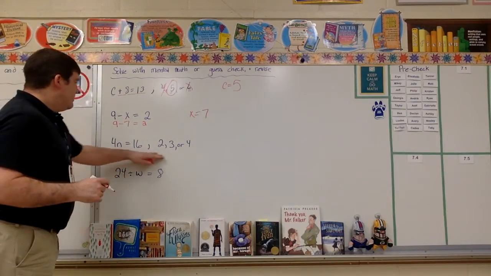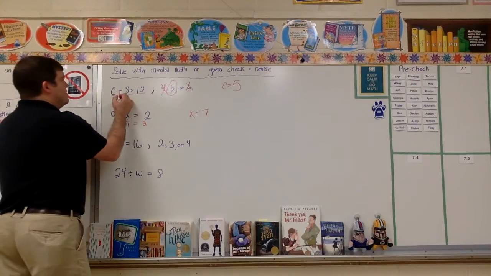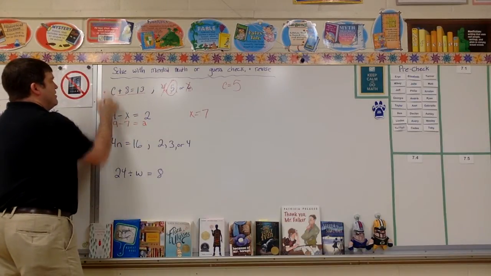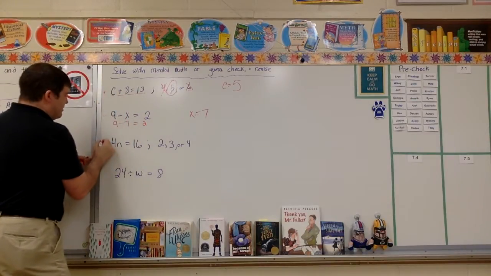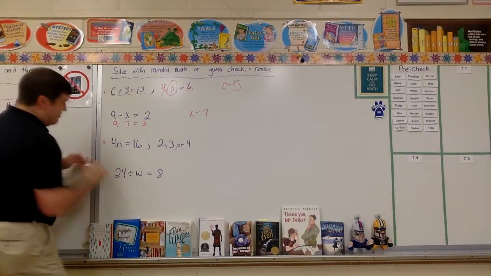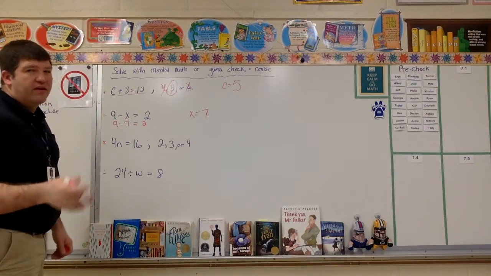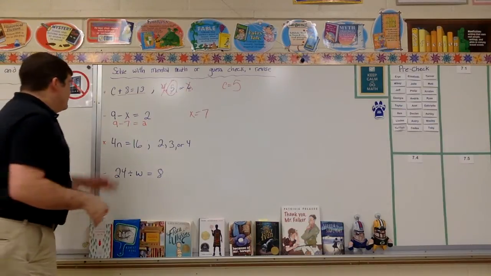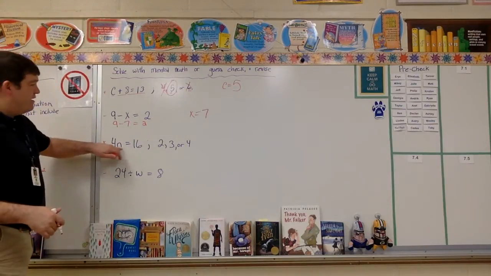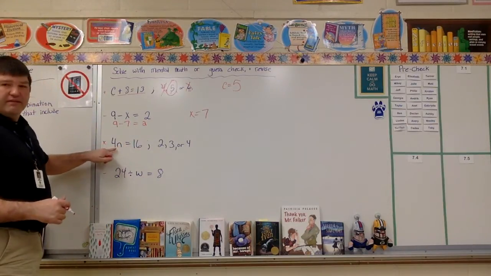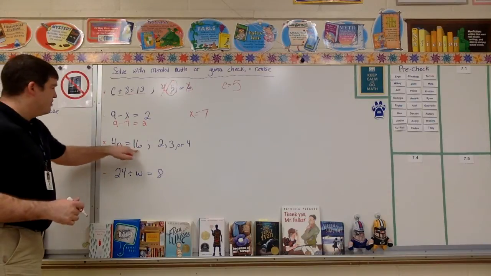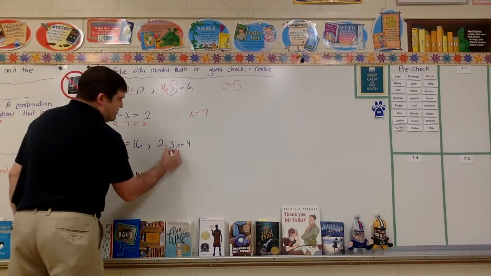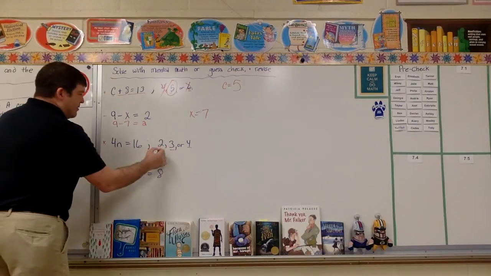Okay. Here's another one. So this was addition. You can do this with addition. You can do it with subtraction. You can do it with multiplication. You can do it with division. Okay? All the operations work. So let's go here. 4n equals 16. The way I read this is 4 times n equals 16. I have choices, 2, 3, or 4. Let me plug the 2 in here.